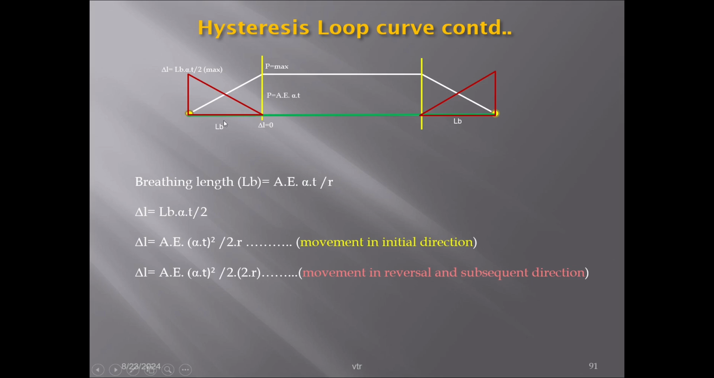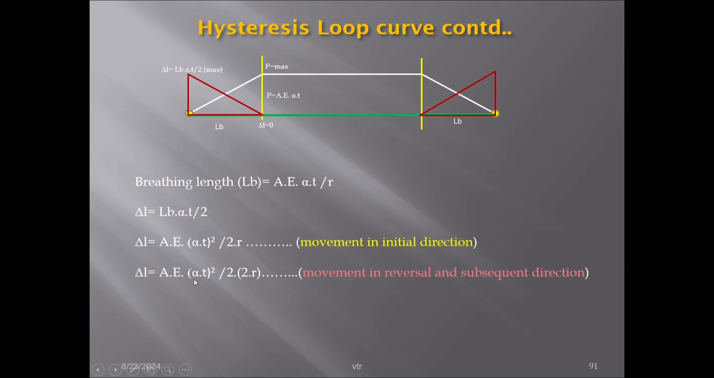How much resistance is required for stopping the movement? So using the relation, finally we got A alpha T divided by R. Substituting this in place of L_B, we get A alpha T whole square divided by 2R. So this is the formula. As far as the breathing is concerned, the expansion contraction is equal to A alpha T whole square divided by 2R, where R is the ballast resistance. This is a very, very important formula.